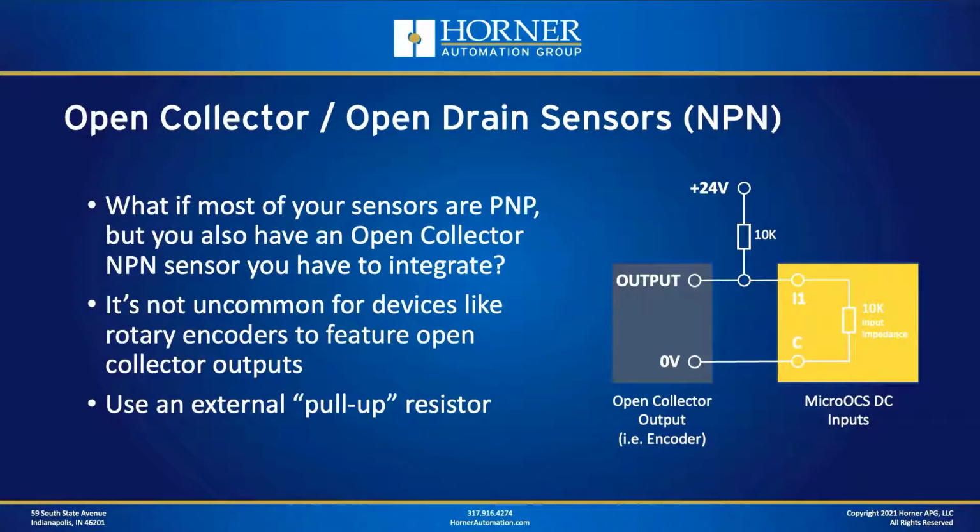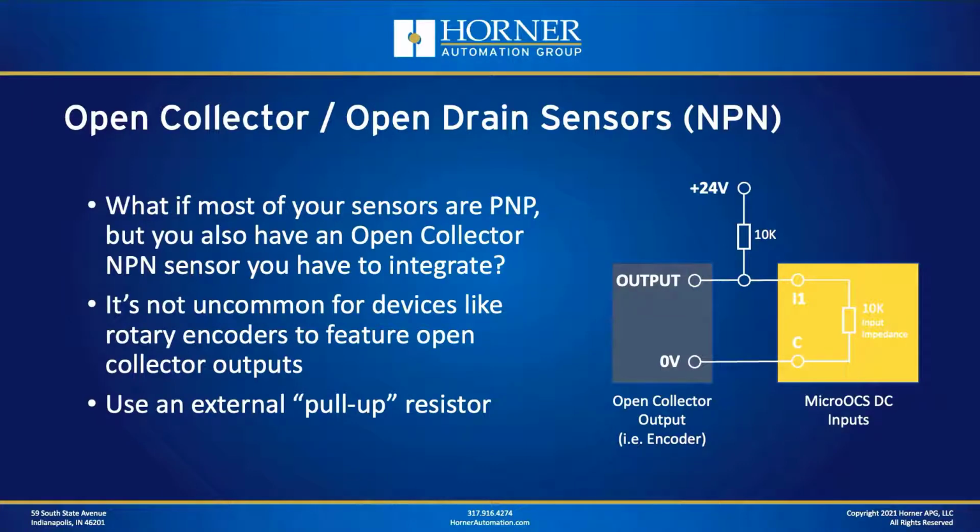Let's talk about a situation that I get asked about fairly frequently, and that is customers that say, hey, I've got PNP sensors for just about everything, but I have this encoder or this other oddball sensor. It's NPN. How can I integrate that? Is there a way I can integrate that while still using PNP for the rest of my sensors? And the answer to that is yes. It's not the easiest thing in the world. It does require an external component that I've drawn here on the screen, but it's certainly possible.